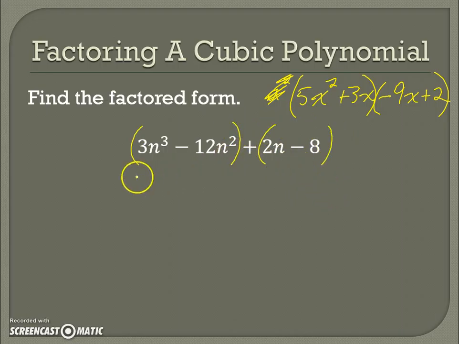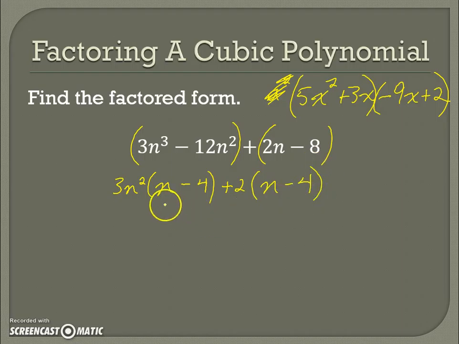All right, first I check, are there any GCFs I could take out? No. Then the next thing I do is this. So here, I could pull out a 3n squared. If I pull out 3n squared from this, I'm left with n minus 4. And then over here, I can pull out a 2, and I'm left with n minus 4.